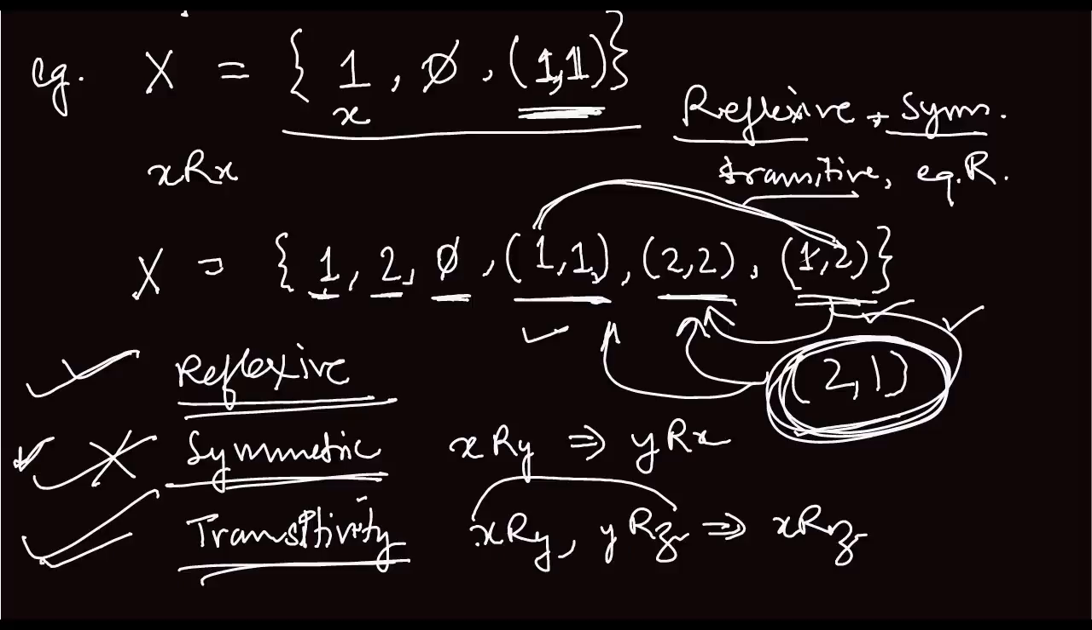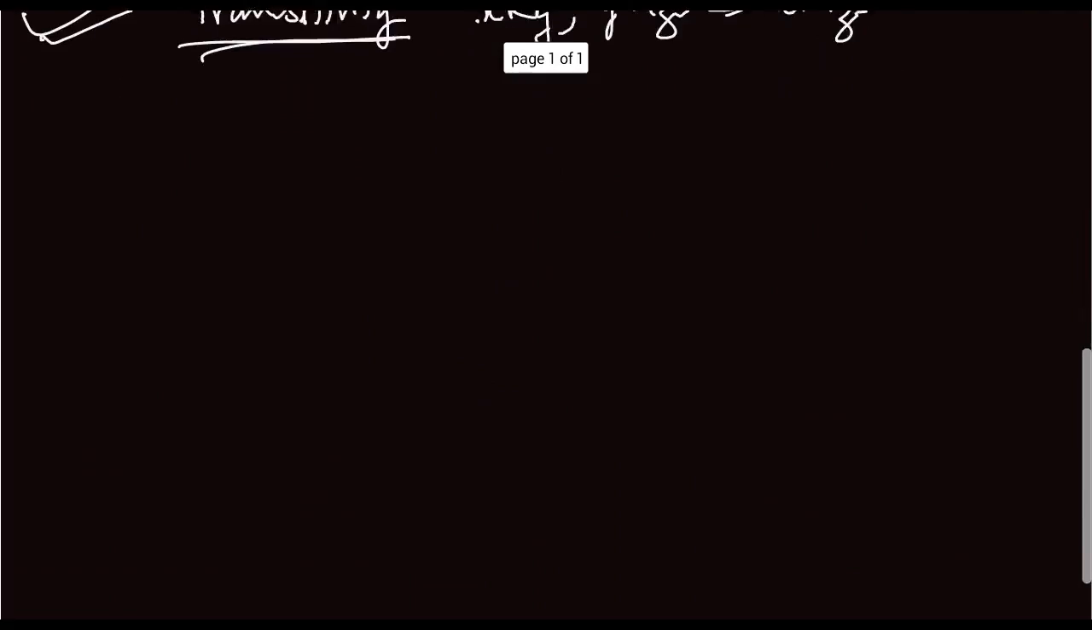Now let's move on. This is the most important thing in relations. Except this, nothing is asked. So we'll move on to functions. For functions, let me first draw four relations.